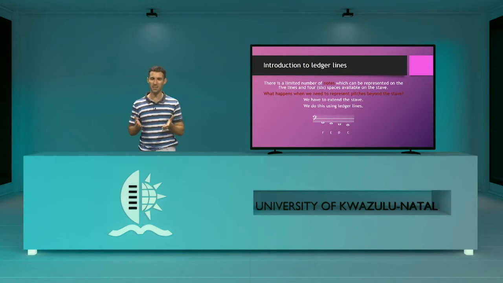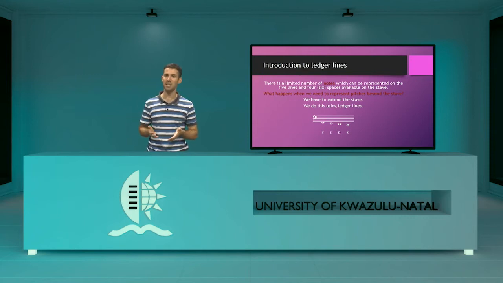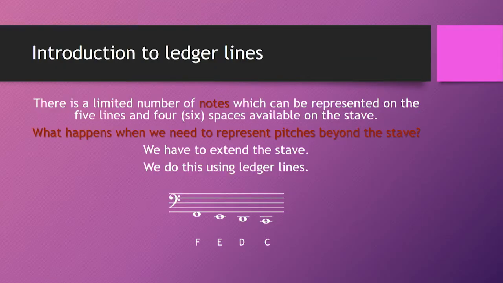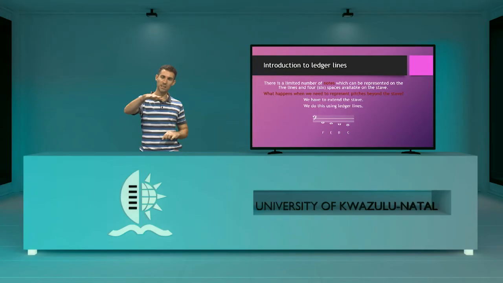And the ledger lines simply extend the stave either lower or higher. If you look at the screen now, you'll see that I've used the bass clef. And if we remember the rhyme for the bass clef, good boys deserve food always. So the lowest line is a G. So the note just below that G is an F. You'll see I've labeled it F. If we want to go further down, we can have an E.